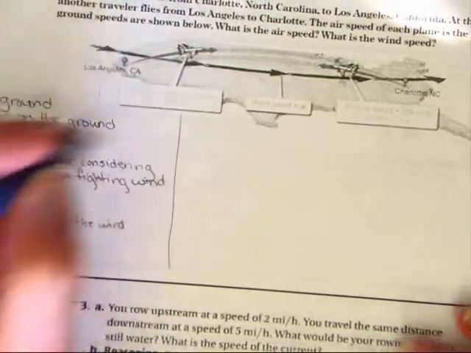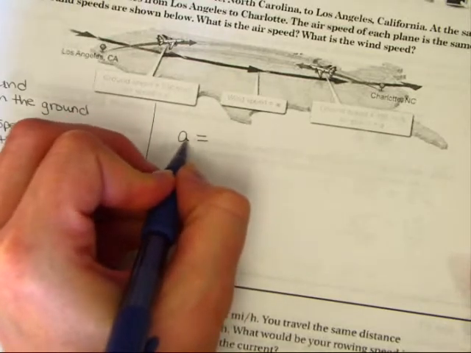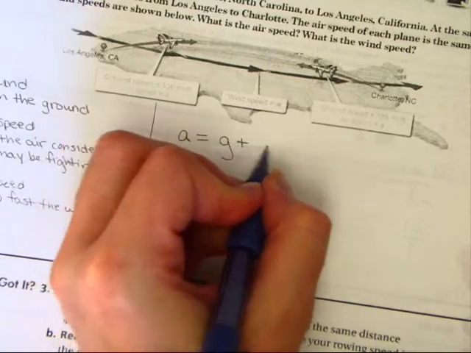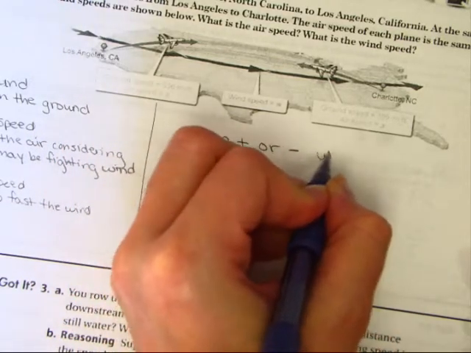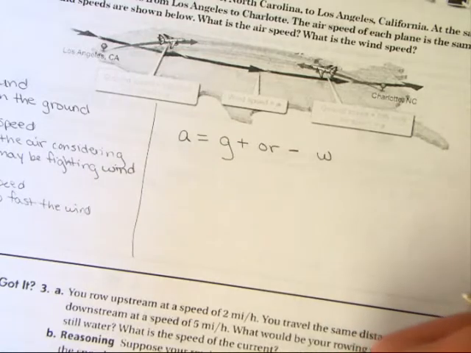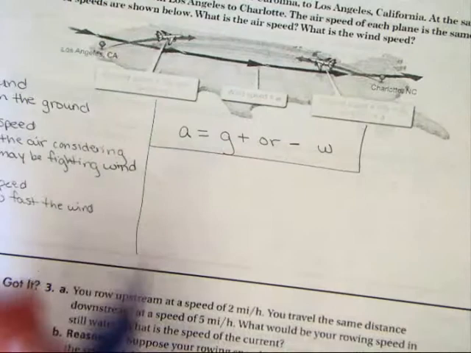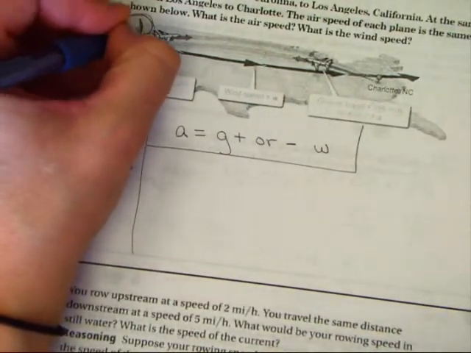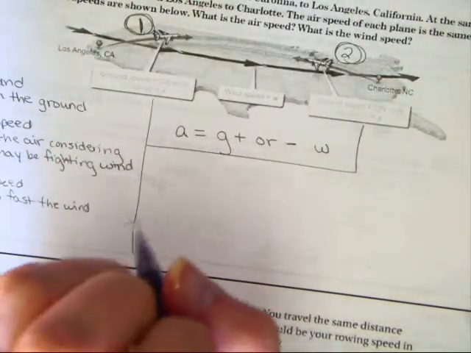All right, let's talk about this. I hope that this makes sense. Your airspeed is made up of how fast you can go on the ground plus or minus how fast the wind is, right? So let's apply this again to the problem. Let's talk about plane number 1. We'll call the one on the left plane number 1. And then let's talk about plane number 2. We'll call the one on the right plane number 2.